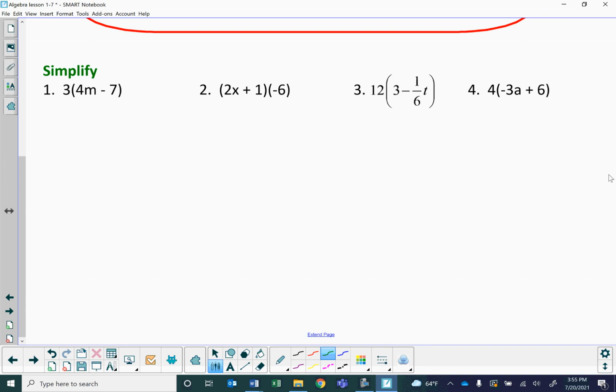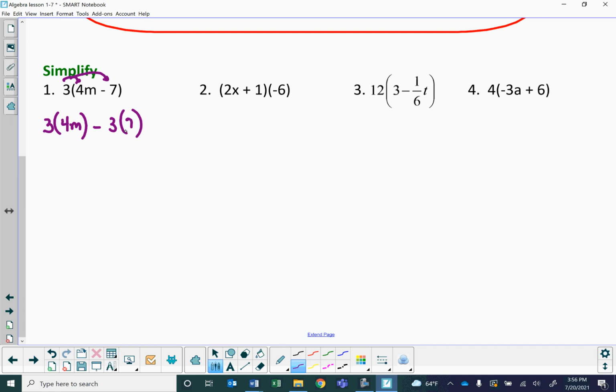It's like distributing papers. If I was going to distribute papers, I would give each student a paper so that each student would have a paper. So when I use the distributive property, what I'm doing is I'm taking the number that's outside the parenthesis and I'm going to distribute it throughout the parenthesis. So basically I'm taking 3 and multiplying it by 4m, keeping my subtraction sign, and I'm multiplying 3 times 7.